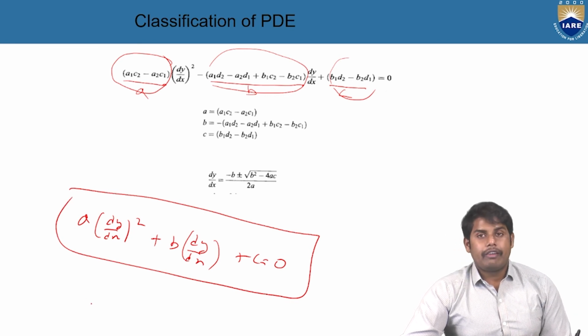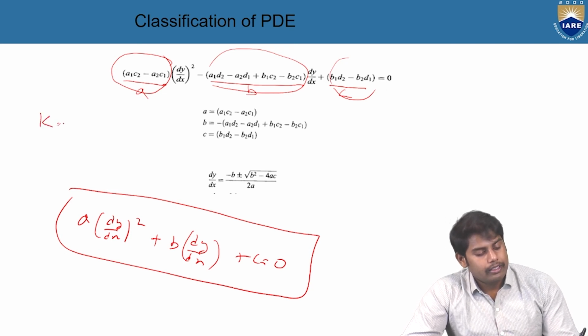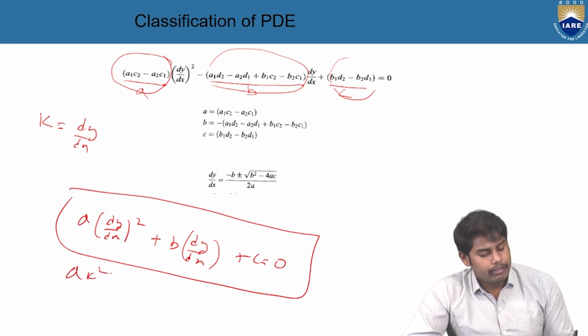So we have this written in equation form. Let's say if you take this dy by dx as some capital K, so K is equal to dy by dx. So what we have is a K square plus b K plus c is equal to 0.